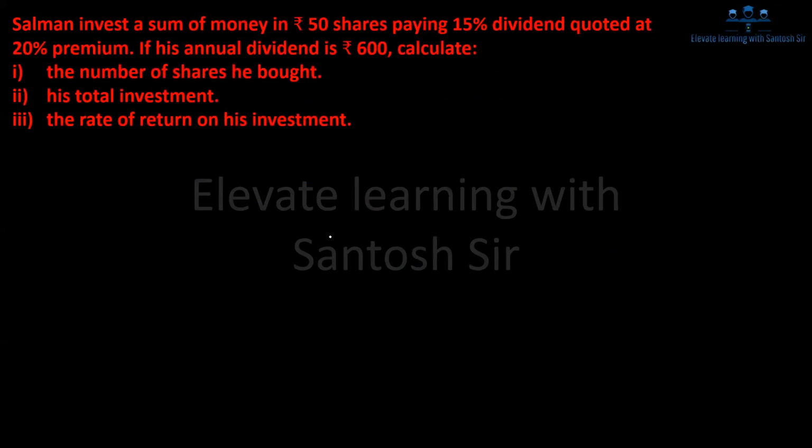Let's come to the next part. Once again, this is a board exam problem. Again, name is same. Let's see, the problem is different. Salman invests a sum of money in rupees 50 shares paying 15% dividend quoted at 20% premium. Annual dividend is also given as 600. So what we have over here, rupees 50 shares means face value is there. 15% dividend, so rate of dividend is there, and 20% premium will help us to get the market value. We have to find the number of shares.